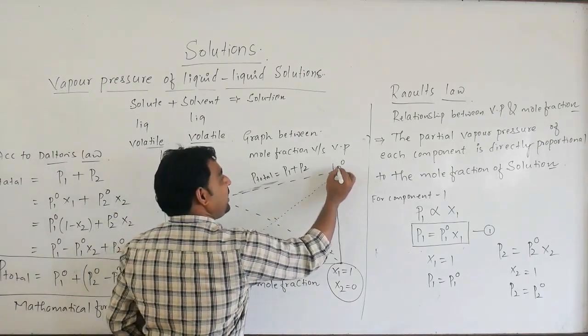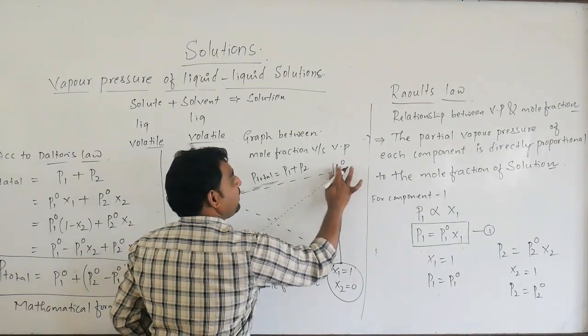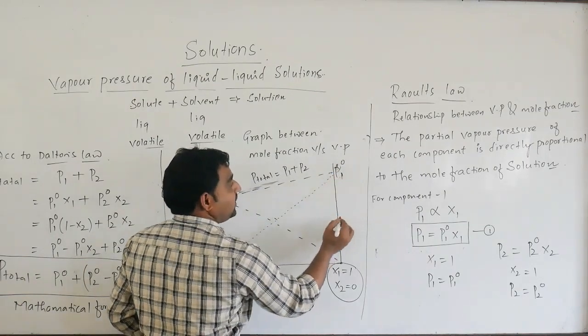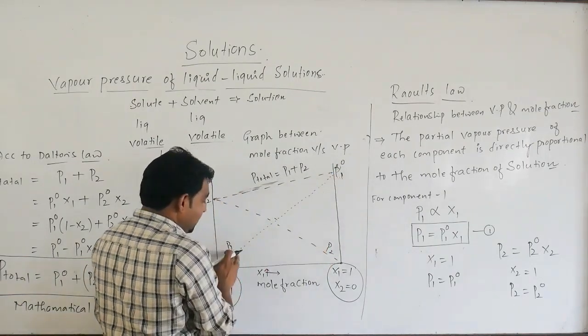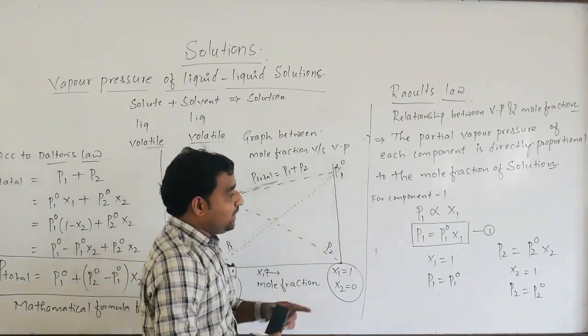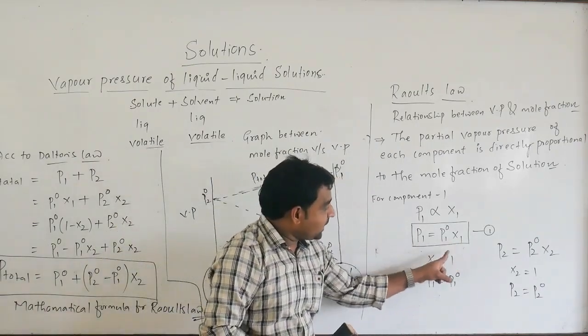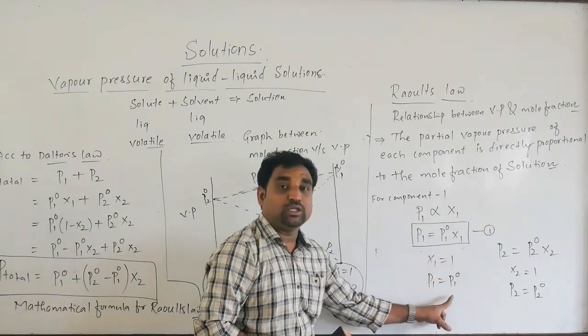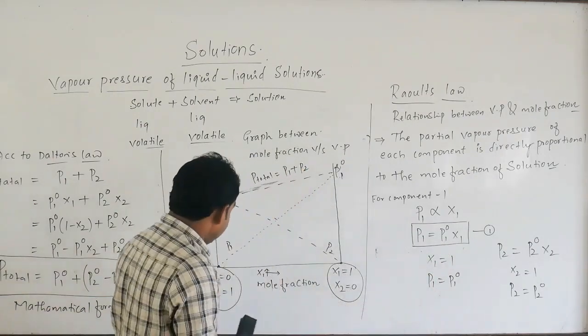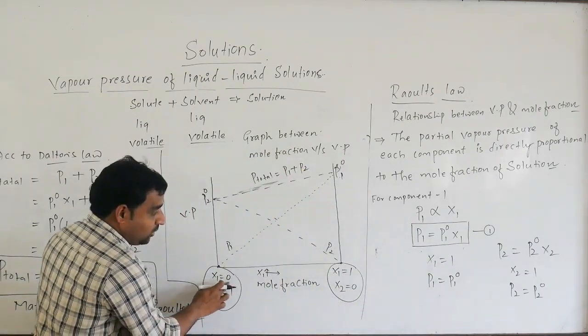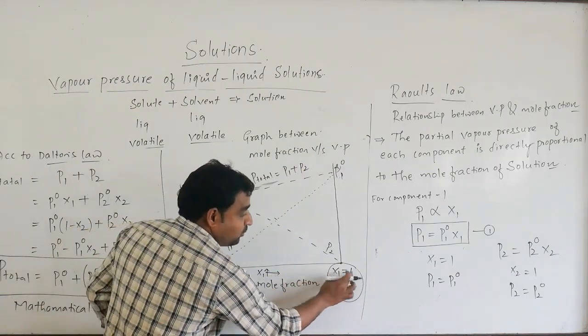How much is the maximum value? That will be the P1 naught maximum value. According to the mathematical formula, P1 is equal to P1 naught when x1 is equal to 1. Hence we write x1 is equal to 0 and x1 is equal to 1.